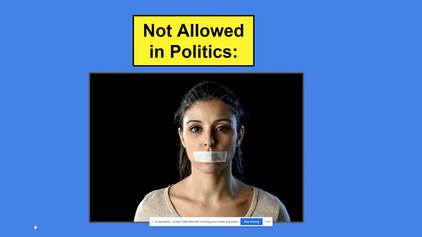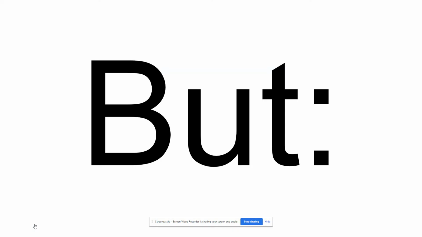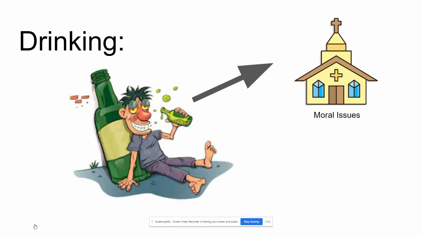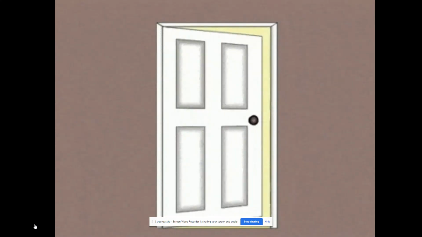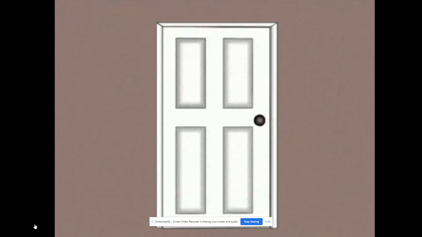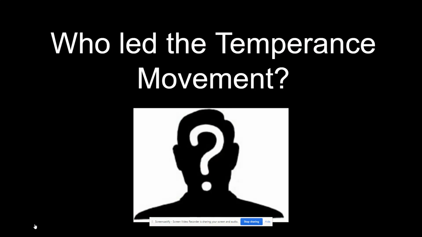Now, there is an obstacle to women leading this movement. They weren't allowed in politics at this point. Literally weren't involved. They weren't allowed to vote, but drinking was seen as a moral issue, which was a church issue. And that allowed female leadership to take a leadership role because they were allowed to do church work and even lead church activities. That opened the door for women to lead the temperance movement.